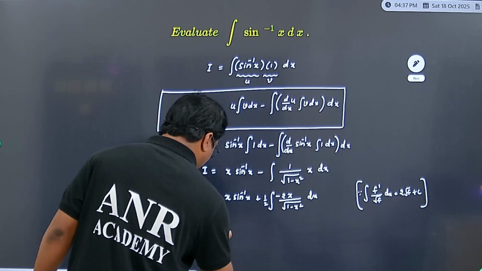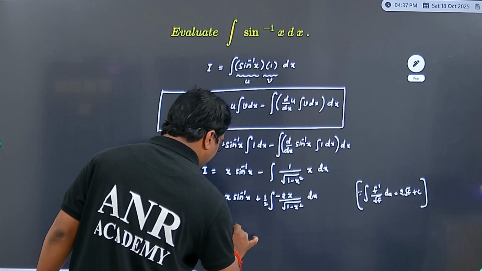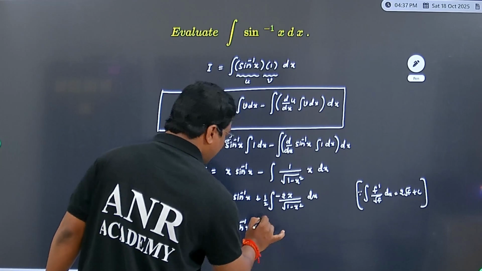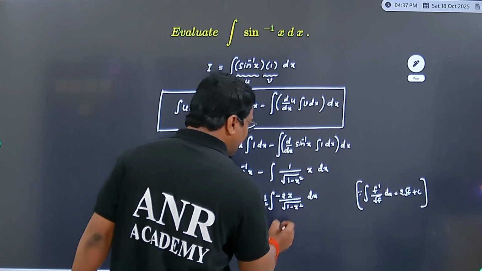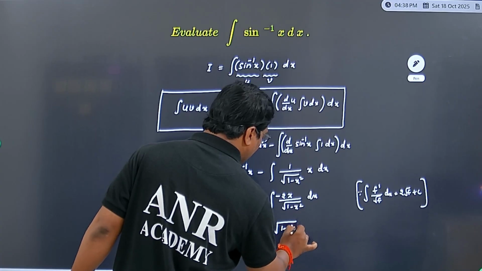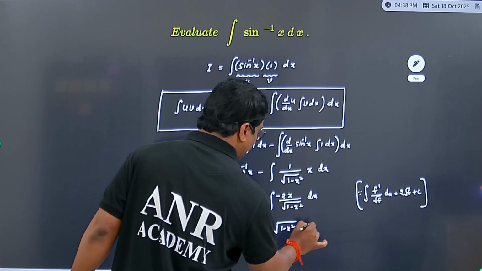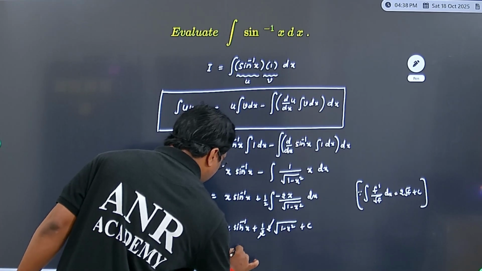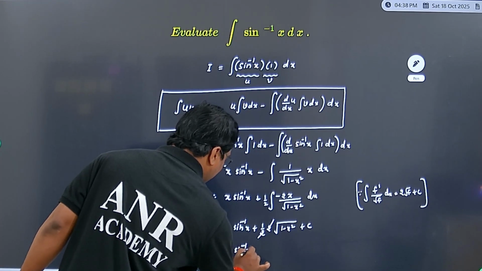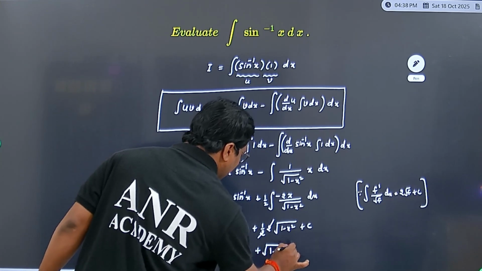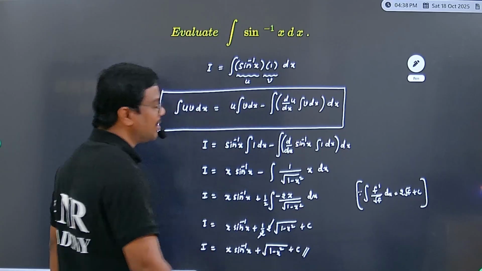So that we get the value of I equal to x into sine inverse of x plus 1 by 2 into f dash x by root f of x, which is 2 root f of x, that is 2 root 1 minus x square plus c. 2 gets cancelled and we get the value of I equal to x into sine inverse of x plus root of 1 minus x square plus c. This is your answer.